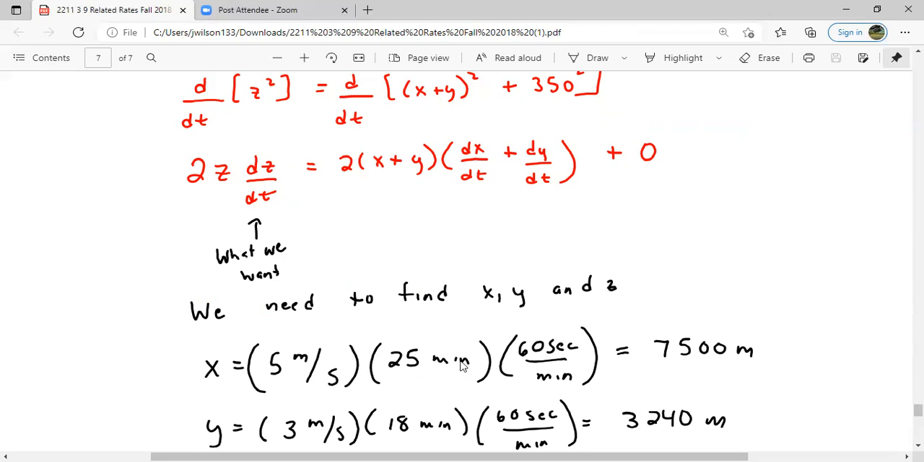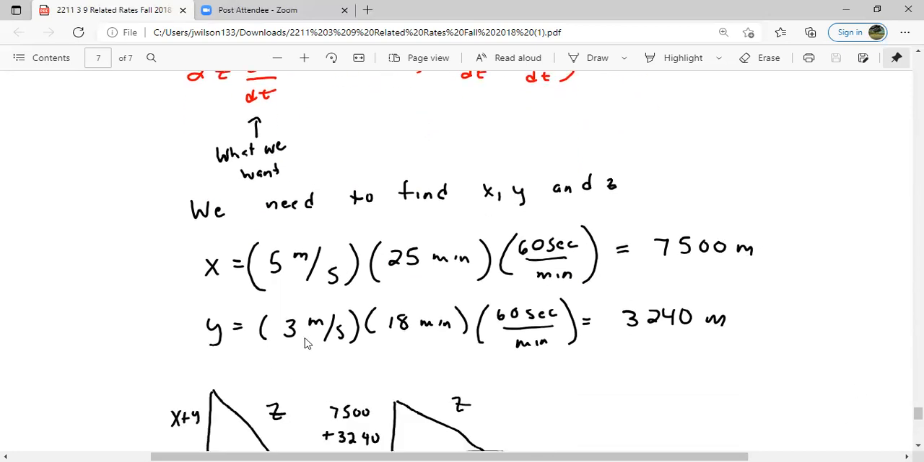Why am I doing that? Because this rate is in meters per second, and this is in minutes. So I need to convert from minutes into seconds. There's 60 seconds in a minute. So I get 7,500 meters. And likewise, I know this rate, and I know that person B has been riding for 7 minutes less than person A. So 25 minus 7 is 18. I convert here as well, and that gives me 3,240 meters.